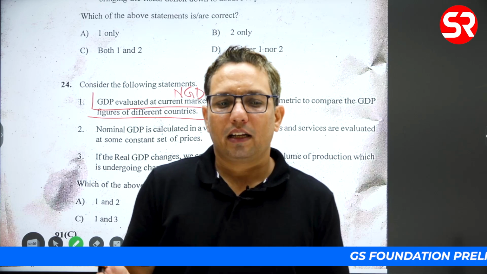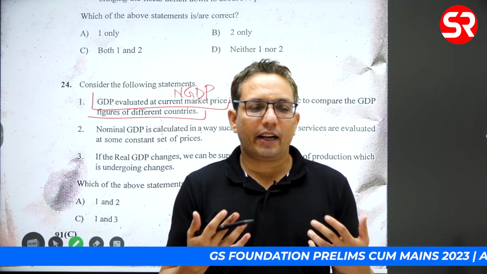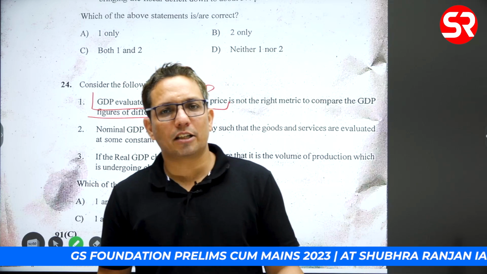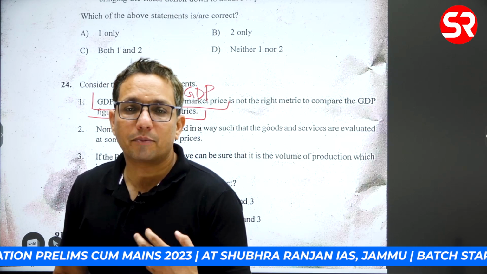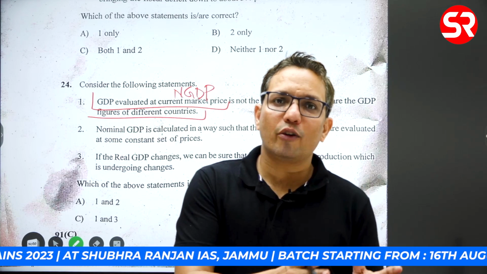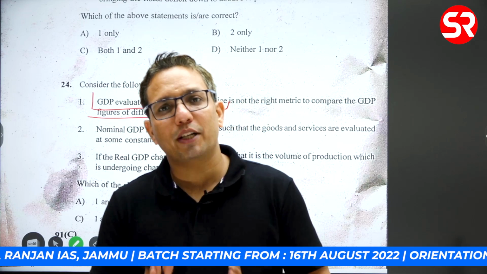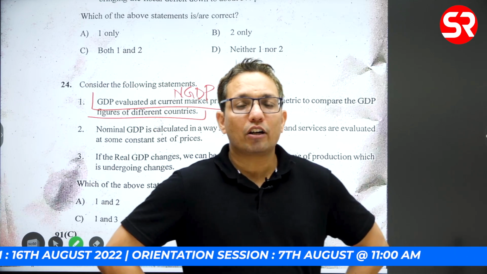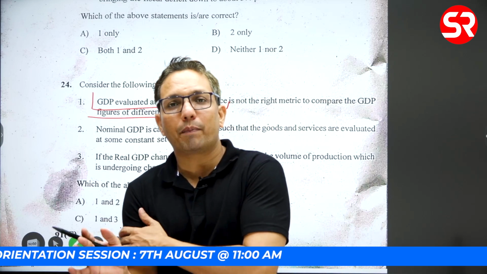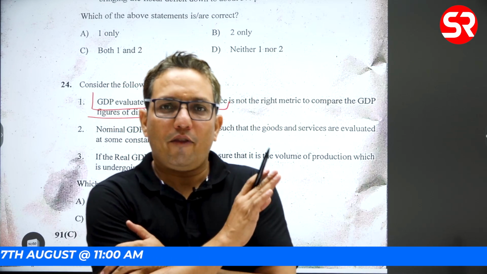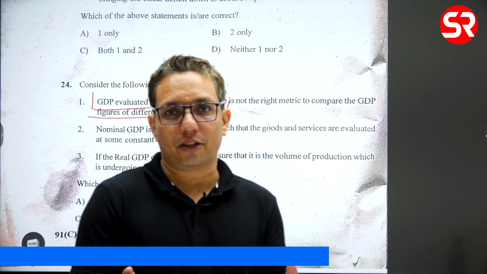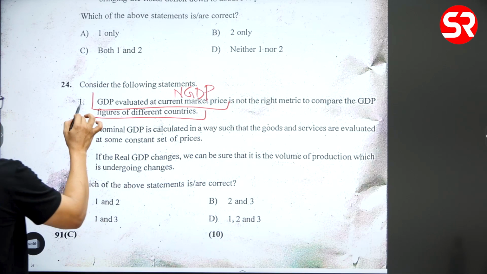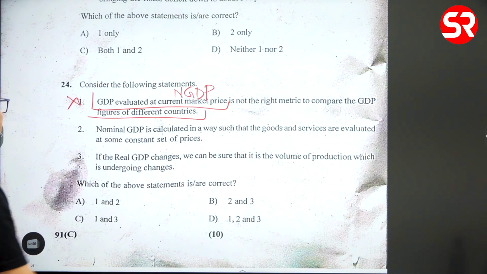of other country? Like in the recent past, if we talk about India and US, India's inflation has been quite high. On the other hand, US inflation hasn't been that high. Inflation target in US is 2%. For us, inflation target is 4% plus minus 2%. So when the inflation is high and we are calculating GDP at current prices, we just cannot compare GDP of India with GDP of US, because we cannot compare nominal GDP of US with nominal GDP of India because of difference in inflation. All right. So this statement is correct actually: GDP evaluated at current market price is not the right metric to compare GDP figures of different countries. This statement is correct.